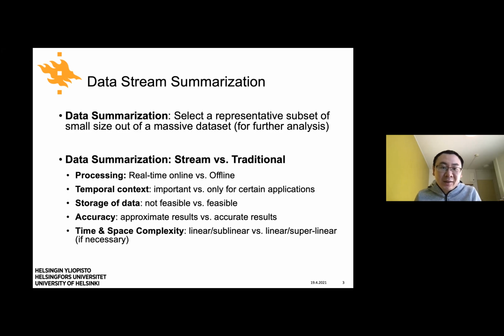And for data stream summarization, the storage of the data is not feasible. And to perform data stream summarization, we typically only need approximate results instead of the accurate ones. Finally, the time and the space complexity of a summarization algorithm should be linear or sublinear to handle massive data streams. But in the traditional setting, linear or superlinear complexity is permitted if we want accurate results.